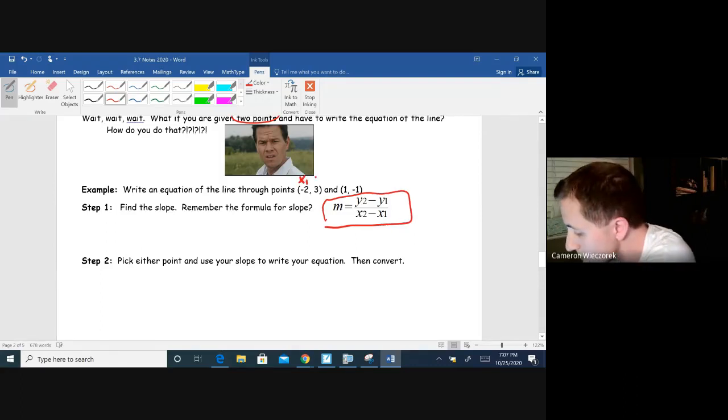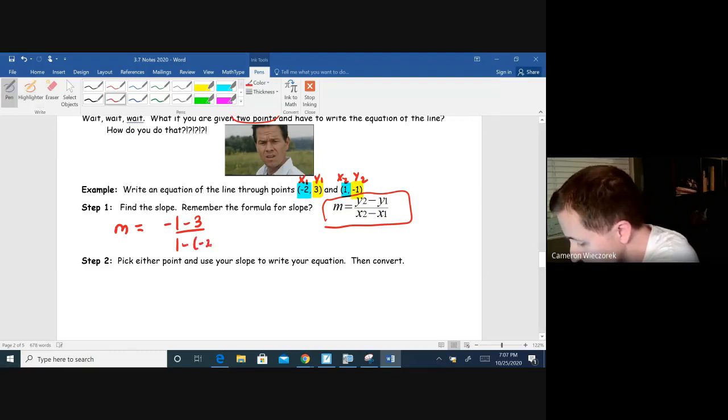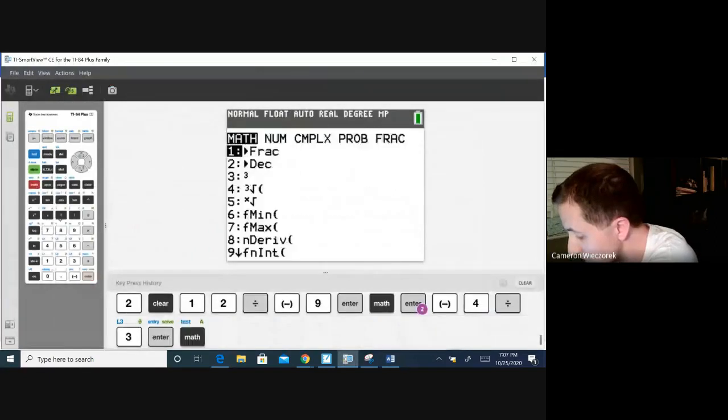Label your ordered pairs, x1, y1, x2, y2, and then you have to calculate the slope. So we're going to plug in. y2 minus y1 would be -1 minus 3. So that's these guys in yellow. And then the x2 minus x1 would be 1 minus -2. So those are the ones in blue that I highlighted. This is going to turn into a positive on the bottom. -4/3 would be my slope. And that's already simplified. You can check that on the calculator just to double check. Math, enter, enter. Yeah, simplified.